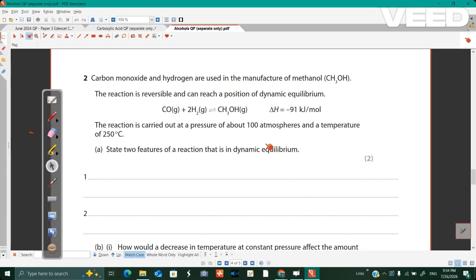The reactant concentration and the product concentration do not change, right? The rate of the forward reaction and the backward reaction are equal, or the rate of forward reaction is the same as the rate of backward reaction.